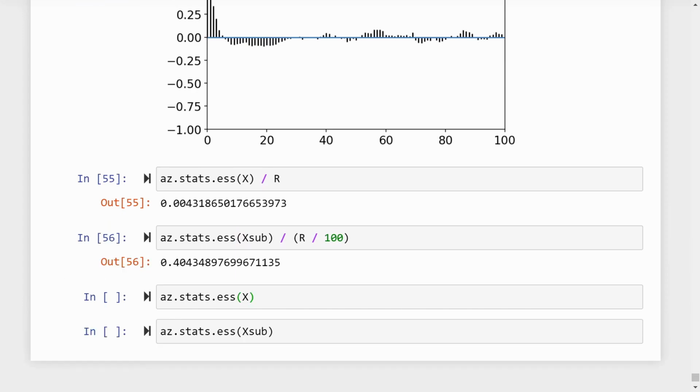And if we look at the effective sample size of x as a fraction of its length, we see that it is a very small number, indicating that each individual sample is almost worthless. Doing the same for the x sub vector, we get this ratio is about 40%, which is much better. In other words, the x sub vector contains about 40% of the information that would be contained by an IID sample of the same length. But at the end of the day, this relative effective sample size is not important. What matters is the overall effective sample size.